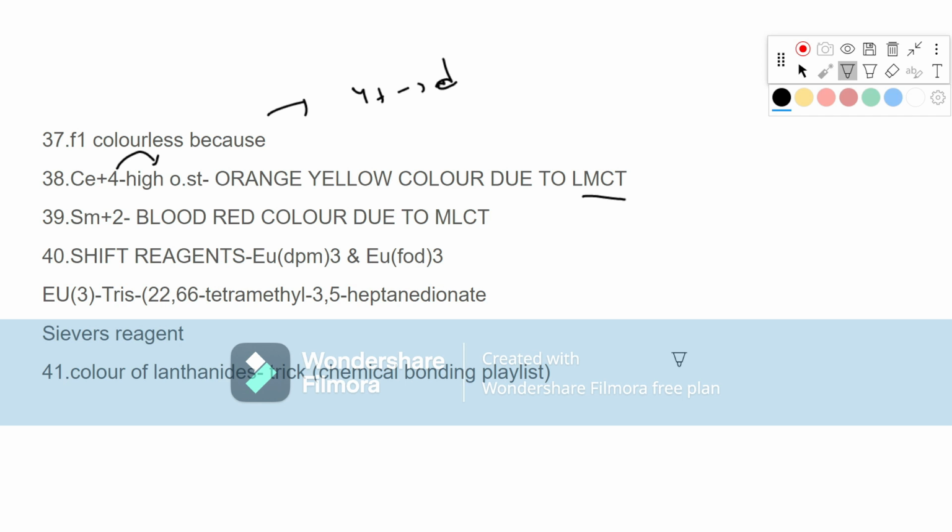Samarium +2 is blood red color due to MLCT, because oxidation state is less, so it will give electrons to the ligand. So due to MLCT, it will give blood red color. Very, very important.